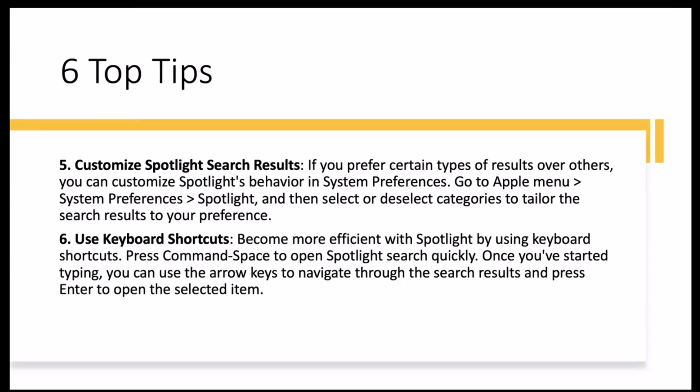Number 6, use keyboard shortcuts. Become more efficient with Spotlight by using keyboard shortcuts. Press Command space to open Spotlight search quickly. Once you've started typing, you can use the arrow keys to navigate through the search results and press Enter to open the selected item.